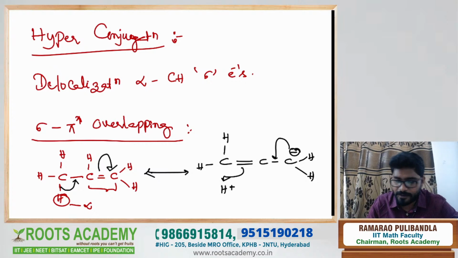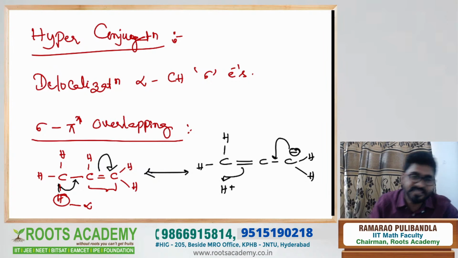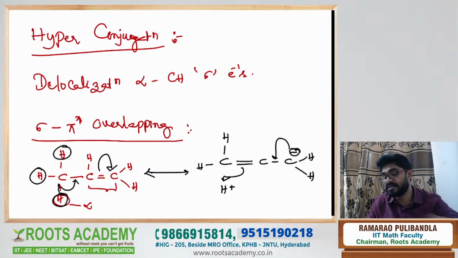First of all, these bonded electrons shift like this and form the double bond. After that, these electrons shift like this and form the negative charge. Again the electrons come back and take this hydrogen, and we get back the structure we started with. This is hyperconjugation. How many structures are possible? 3 hydrogens are there, so 3 structures are possible. So you can take this formula, guys.